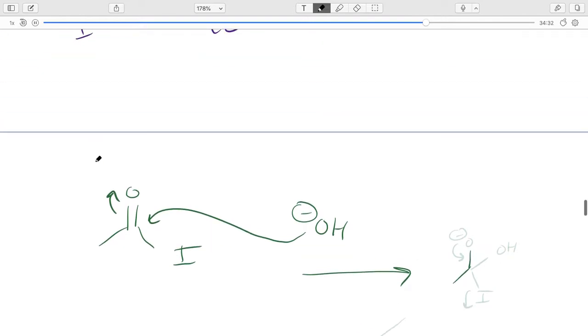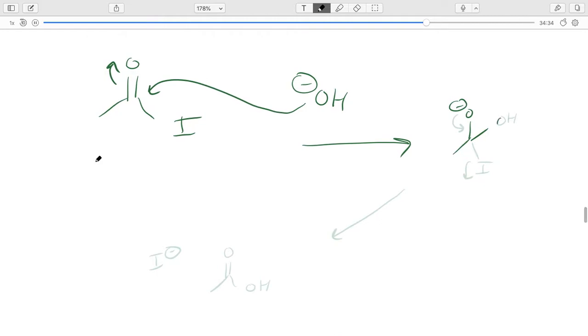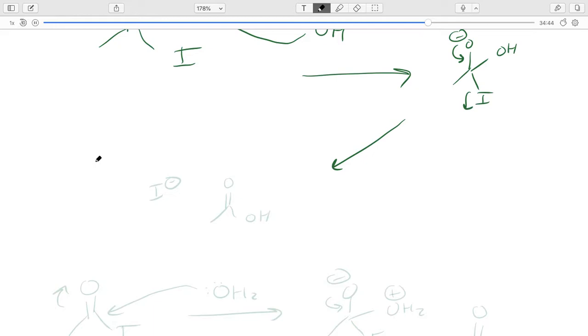So then we get O minus, OH, I, and then we'll just reform the carbonyl, kicking off the iodide because it's the best leaving group. So overall we have acetic acid and HI. I mean I minus.